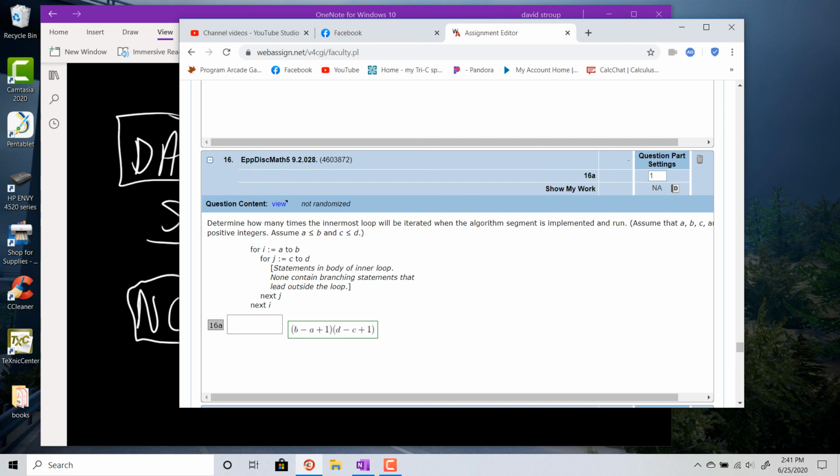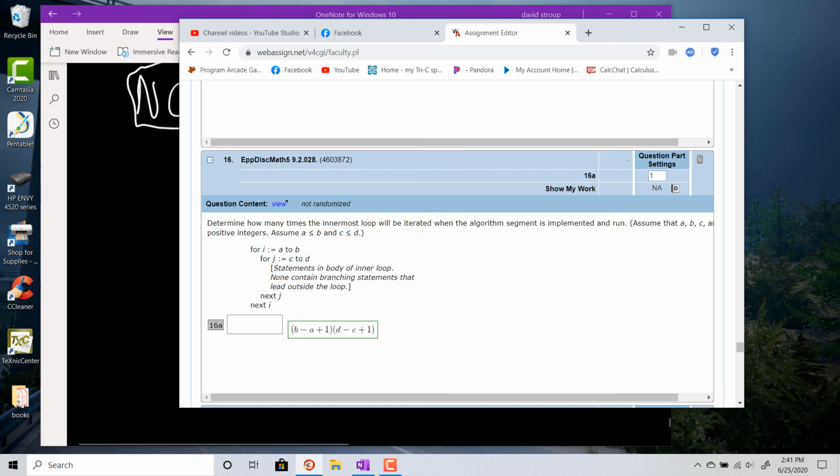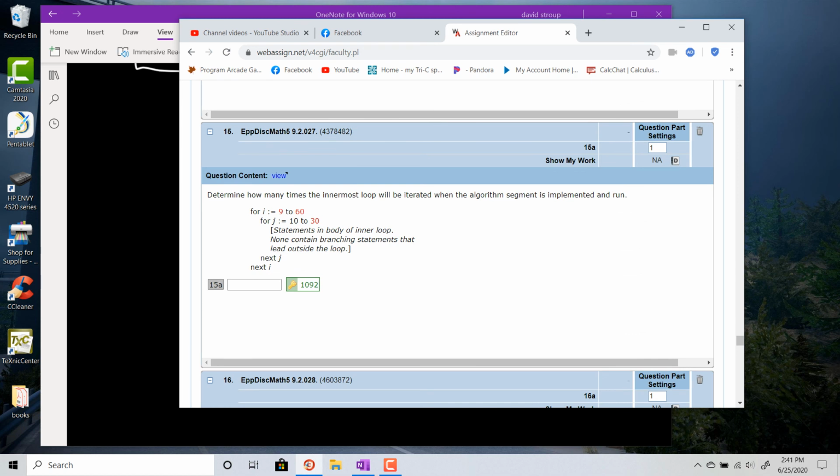They have some looping problems, and usually that just comes down to this one: determine how many times the innermost loop will be iterated when the algorithm segment is implemented and run. In the outermost loop, you're going from A to B. So when it's A, you go to this inner loop, J, and you do that loop C to D times. Then you go to A plus 1, and you do that loop C to D times, then A plus 2, and you keep going. Let's do a little easier one first.